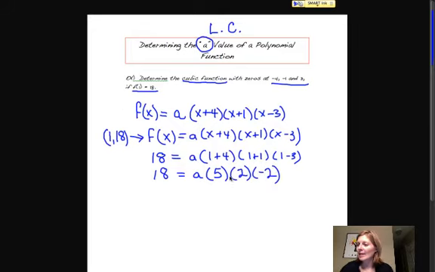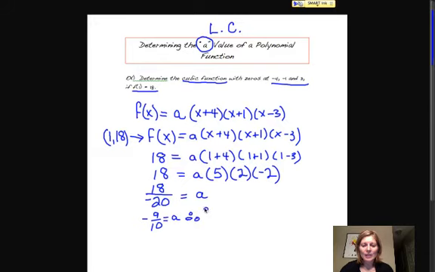And because I want a by itself, it's going to turn out to be 18 divided by the value of 5 times 2 times -2, which is 5 times 2 is 10, times -2 is -20. So it's going to be 18 divided by -20 that gives me my a value. Of course, this has to be reduced. So 18 divided by -20 is going to be -9/10. So therefore, that equals a.